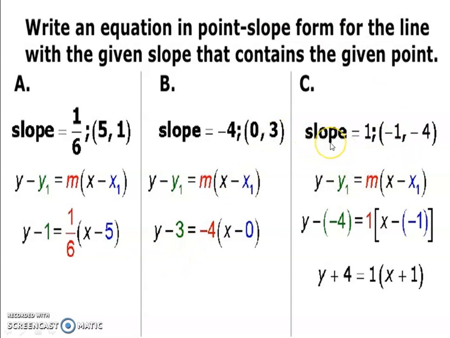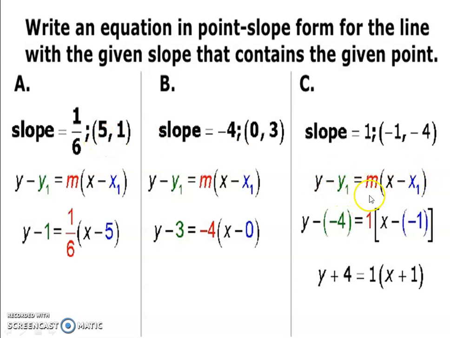Third example: the slope is equal to 1 and the point is (minus 1, minus 4). Both the coordinates are negative, but nothing changes. We consider only m is equal to 1, x1 is minus 1, y1 is minus 4. Now, be careful: minus 1 comma minus 4 lies in which quadrant? Yes, it lies in the third quadrant. (0, 3) lies in which quadrant? Yes, the first quadrant, and (5, 1) also lies in the first quadrant.